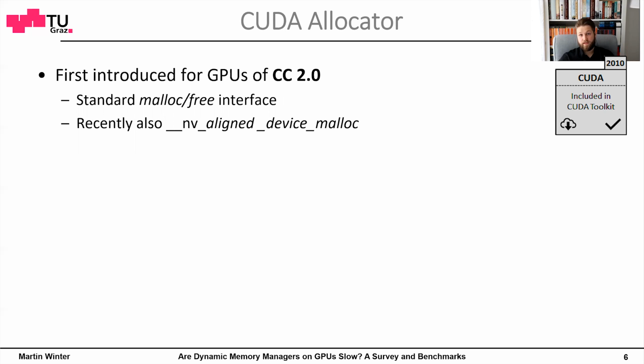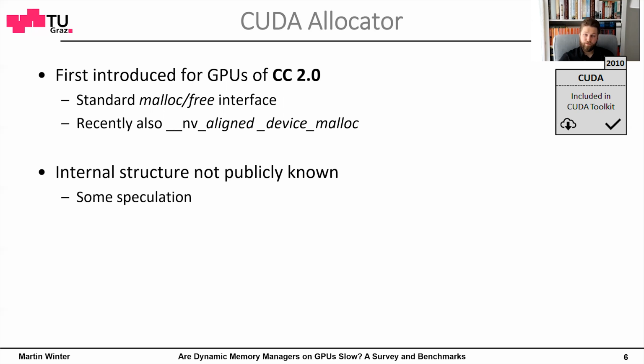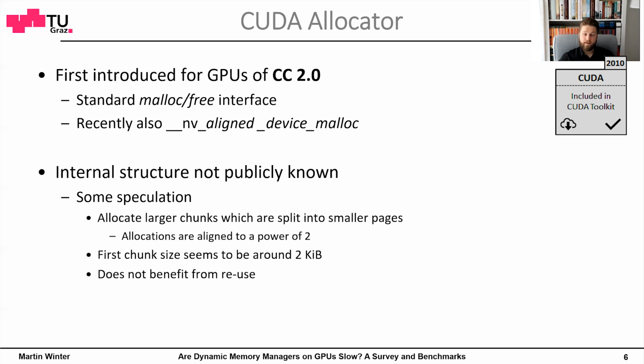Nvidia first introduced a dynamic memory manager for the Fermi generation of cards, so that's Compute Capability 2.0, with a standard malloc and free interface, and recently even an option for aligned allocation. Unfortunately, very little is known about the internal structure, and I can only offer some speculation based on our results. It seems that allocations are aligned to a power of 2, which are split from larger chunks. There are multiple chunk sizes, and the first seems to be at around 2 kilobytes, and it seemingly does not benefit from reuse. Overall, reliability is valued over performance.